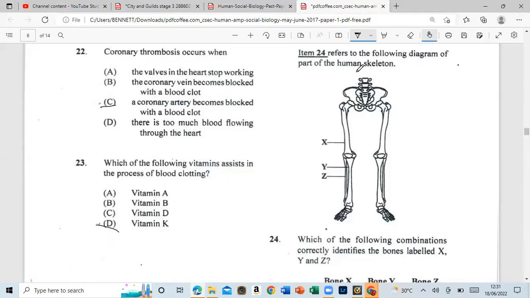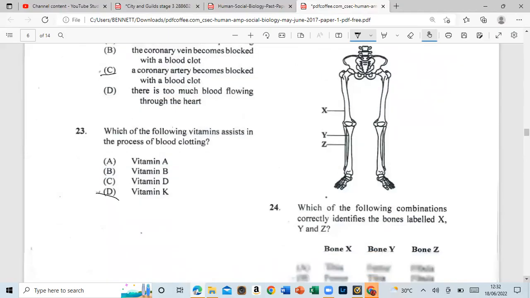24. Item 24 refers to the following diagram of a human skeleton. Which of the following combinations correctly identify the bones labeled X, Y, and Z?